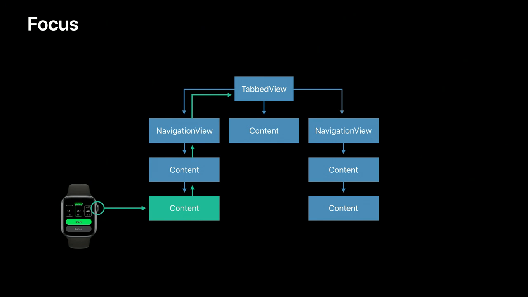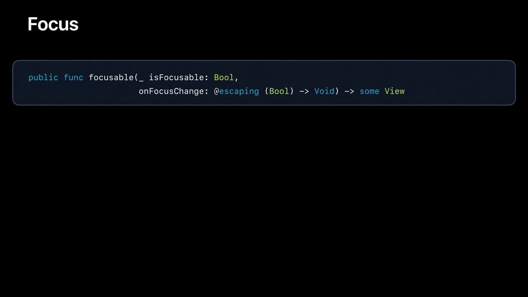SwiftUI also takes care of moving focus from one view to another appropriately on each platform. The only thing you need to do is let us know which of your SwiftUI views can gain focus, and you do that via the Focusable modifier. With the exception of our native controls like text fields, SwiftUI views do not gain focus by default, so you'll need to use the Focusable modifier and pass true to let us know that this view can gain focus. You can optionally pass a closure that we will call to let you know when your view gains or loses focus, and you can use this to update your UI to give visual feedback to the user.